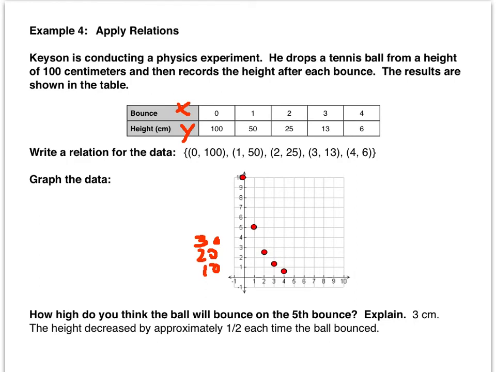How high do you think the ball will bounce on the fifth bounce? Explain. Well, I think that it will bounce 3 centimeters because the height decreases by approximately 1/2 each time the ball bounces. So if you look, it goes 100 and then 50 and then 25 and then 13, which is about half of 25, and then 6, which is about half of 13. So on the fifth bounce, I think it would go to 3 centimeters.